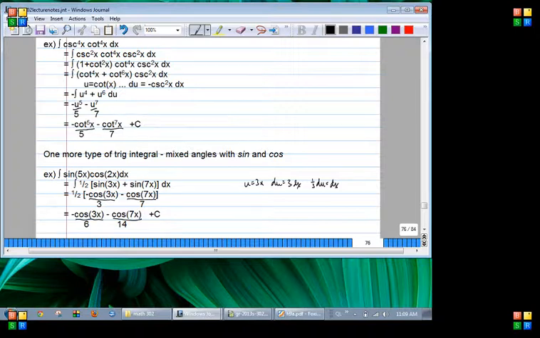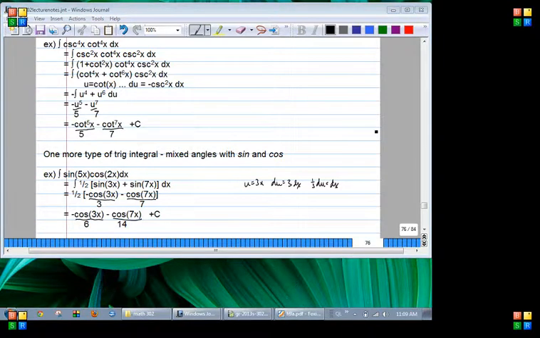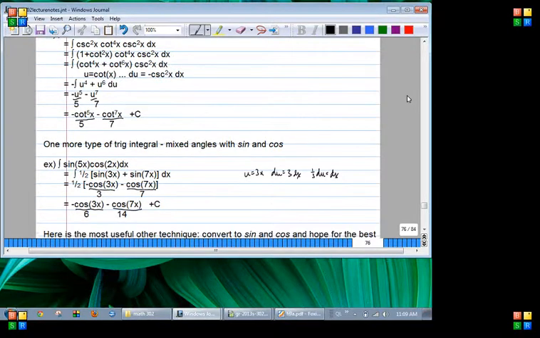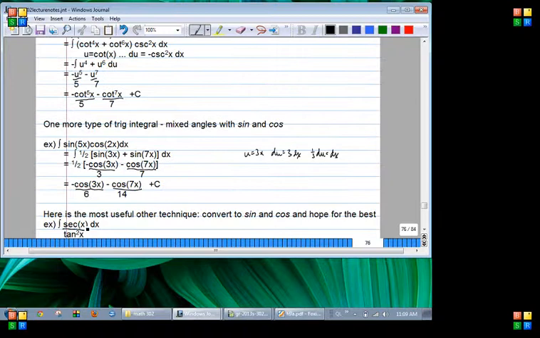One last technique that I'll call a bit of advice. So I'll say here's the most useful other technique. If you're having trouble with an integral, you're not sure which technique to do, and sometimes none of the situations that you've seen so far apply, convert to sine and cosine and hope for the best. For example, integral of secant x over tan squared x.